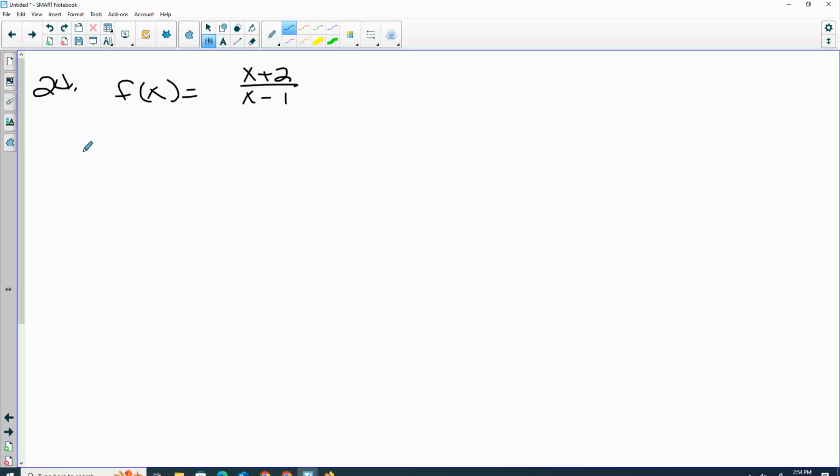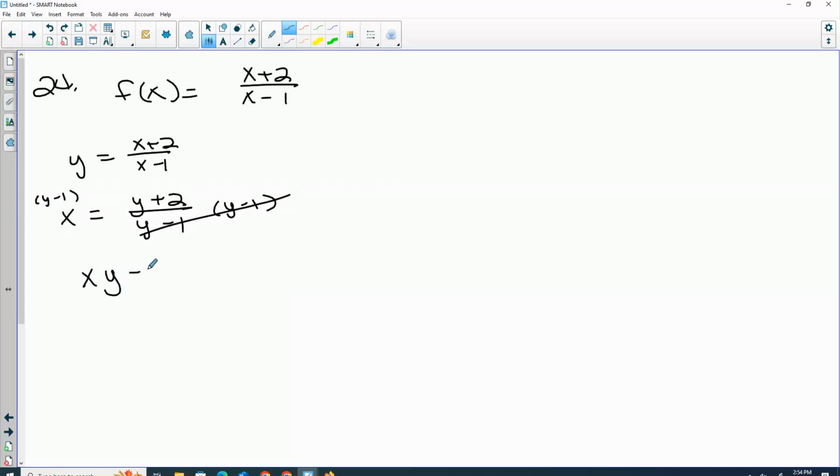All right, so step 1, instead of f of x, we write a y. Step 2, we switch x and y. So the y becomes the x, both x's turn into y's. What would we have to do next? Try and get rid of fractions, so multiply over the y minus 1. Okay, I'm trying to solve for y, so we need the y's on the same side. So I'm going to subtract over this y.